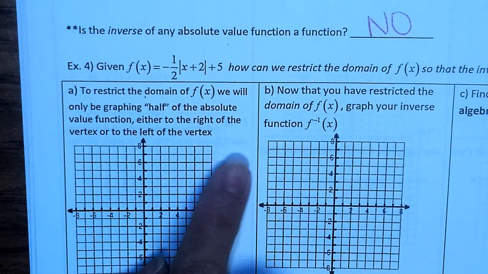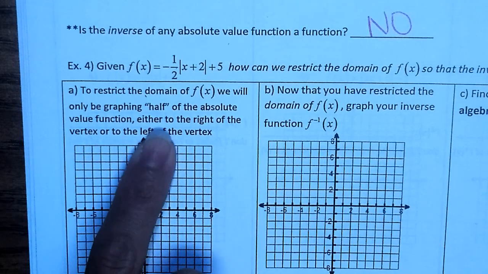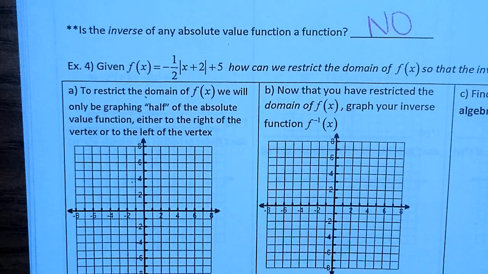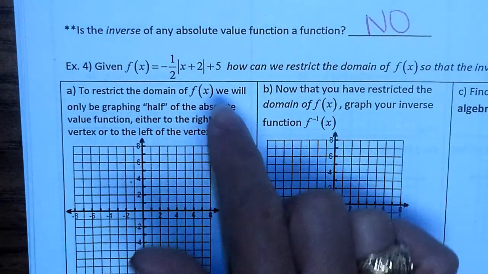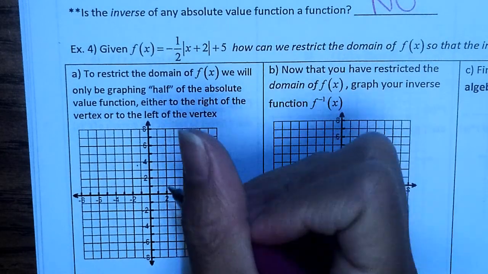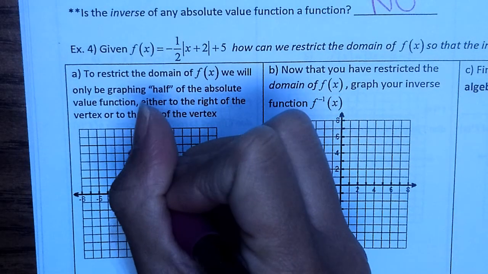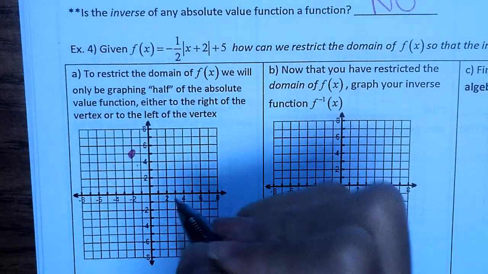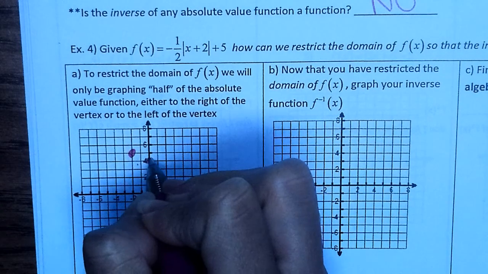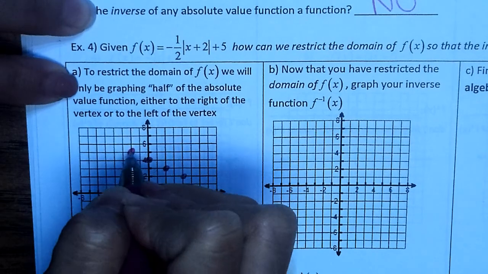To restrict the domain of f of x, we will only graph half of the absolute value function, either to the right or to the left of the vertex. So first let's find the vertex. Negative 2, 5. So let's do that. Negative 2, comma 5. 1, 2, 3, 4, 5. The slope is negative 1 over 2. So down 1 over 2. Down 1 over 2. And now here's what I'm talking about.